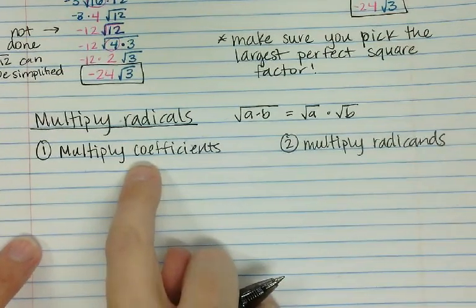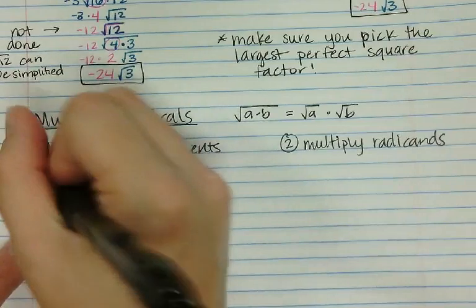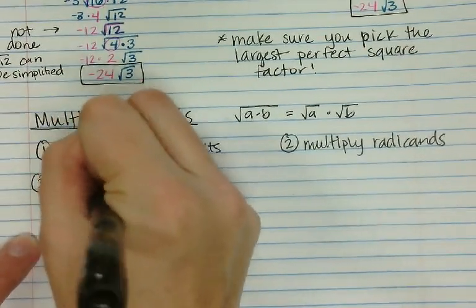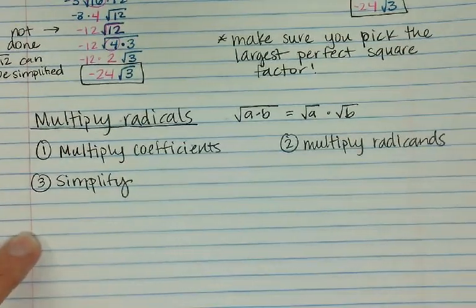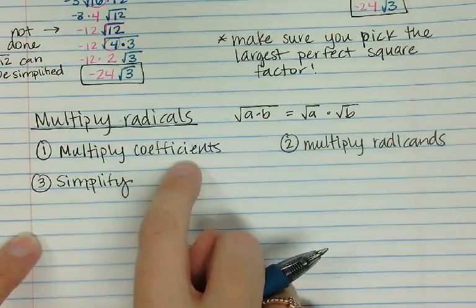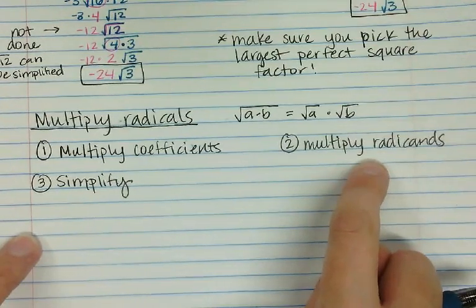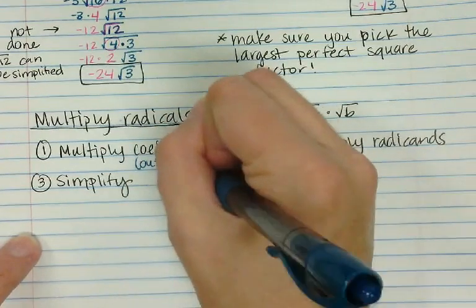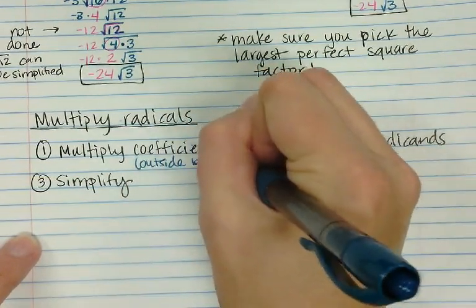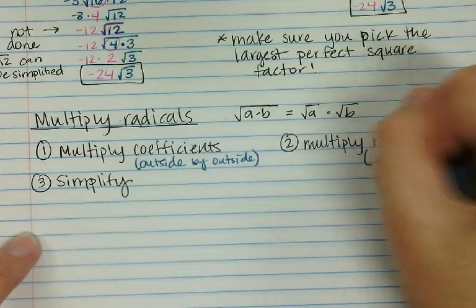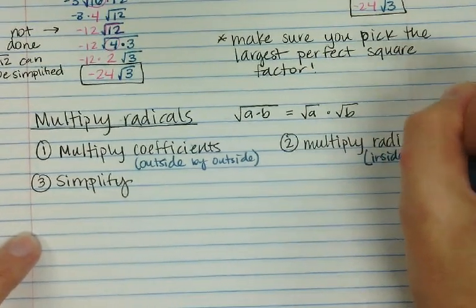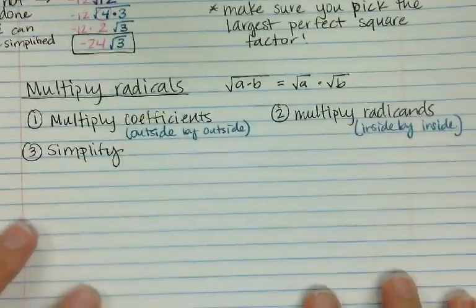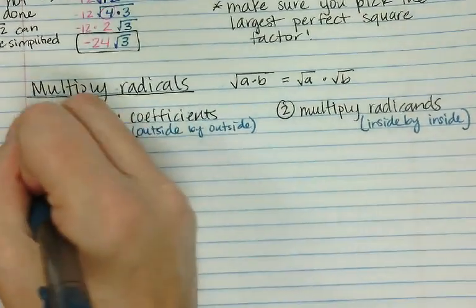But multiply coefficients, multiply the radicals, and then your final step is going to be simplify. So basically, multiply the outside by the outside, multiply your inside by your inside. When I say coefficient, think outside by outside. And when I say multiply the radicals, think inside by inside. I'm going to give you all a couple of examples here.